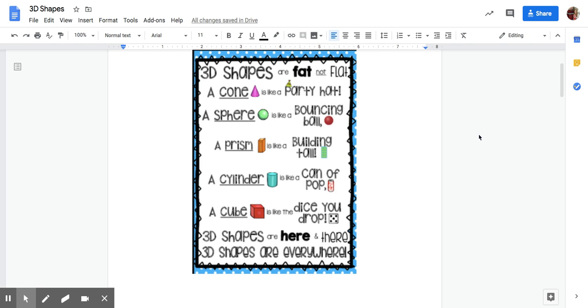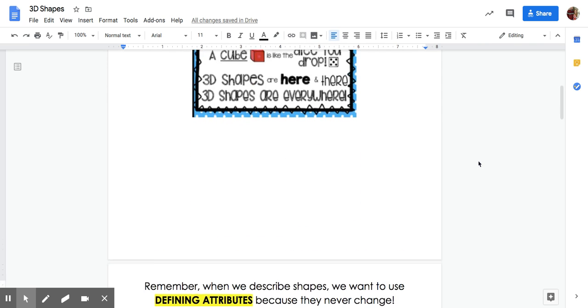Flat shapes are only able to be drawn on paper, okay? So if you draw a triangle on paper, that's 2D. If you're holding a cone, that is 3D. It's something you can touch, okay? So this is a good rhyme to help you remember what each of those shapes are like.